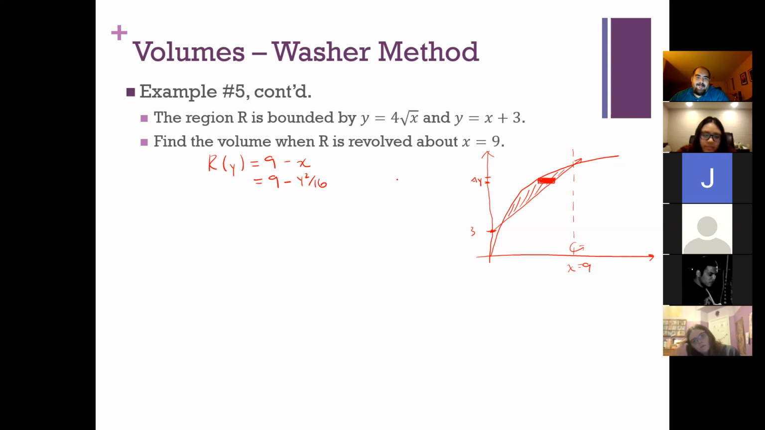Oh, you have the first equation, y equals 4 square root of x. You divide it throughout by 4 and then take the square. Y over 4 equals radical x. And then from there, y over 4 squared equals x. And that's what we have there. So we got a good expression for the outer radius. Now, how about the inner radius?